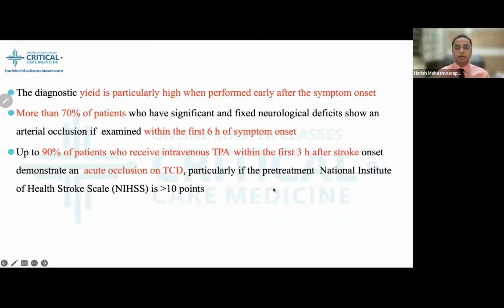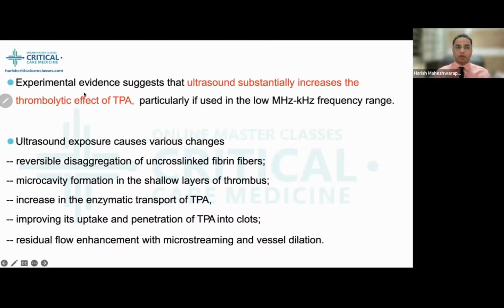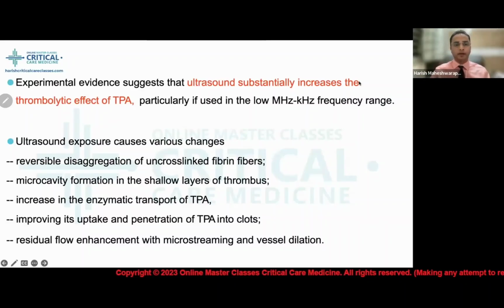Particularly if the pre-treatment NIHSS score is more than 10, then they are more good candidates for acute thrombolysis. Experimental evidence suggests that ultrasound substantially increases the thrombolytic effect of tissue plasminogen activator, particularly if used with a low megahertz or kilohertz frequency range. So other than getting an idea about risk stratification and those who need intervention, it also helps in increasing the thrombolytic effect of tissue plasminogen activators.